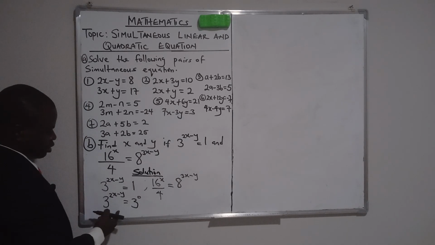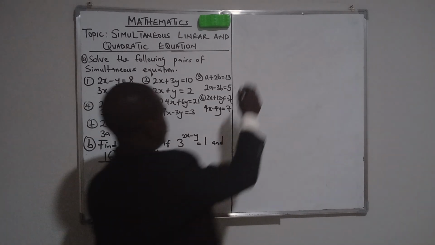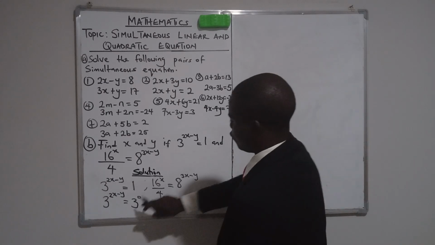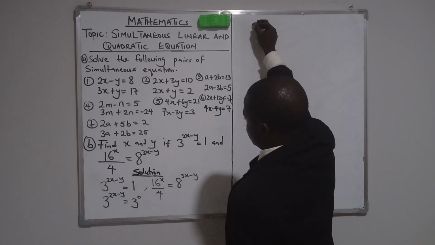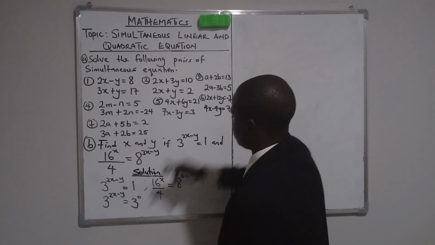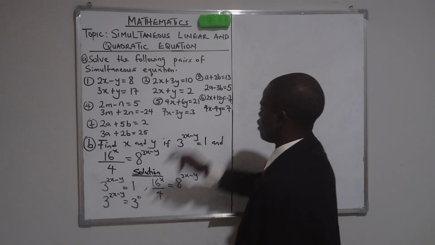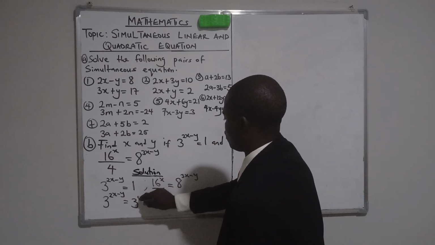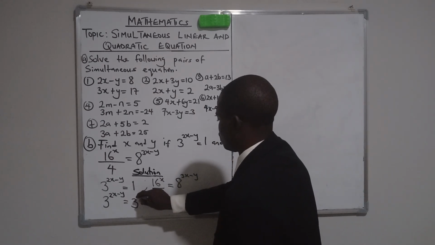Now, since you have that, since the bases are the same, you now equate the powers. You create a power. This is 0.